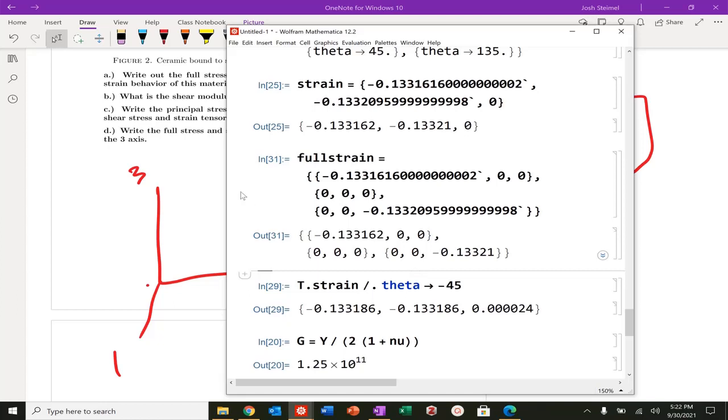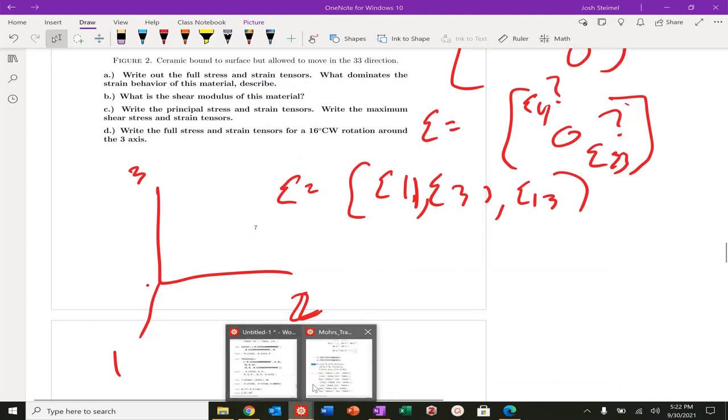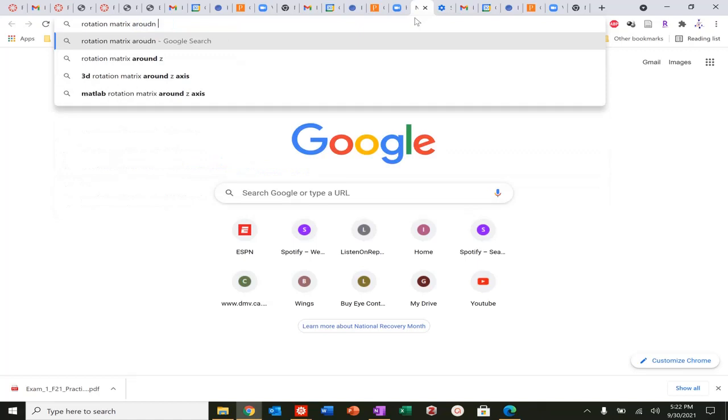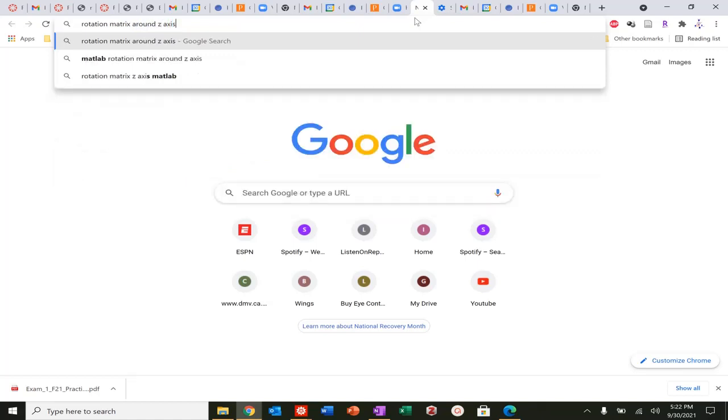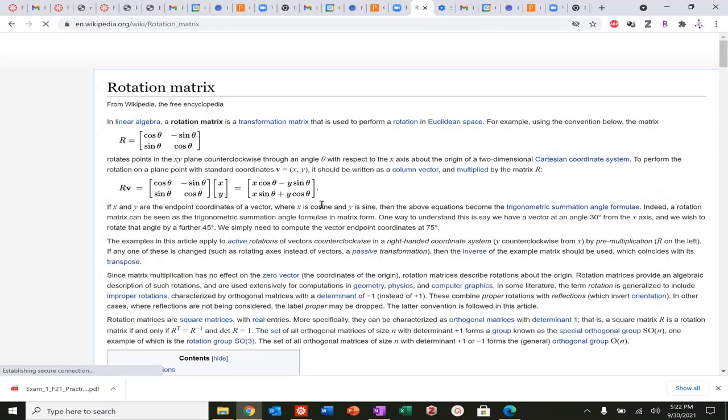So in order to write out that rotation, I'm going to have to look at, because we're doing a rotation around the 3-axis, I need to look up, and actually I'll look up right now, basically rotation matrix around z-axis. So I can write, and this is actually a pretty useful tool.